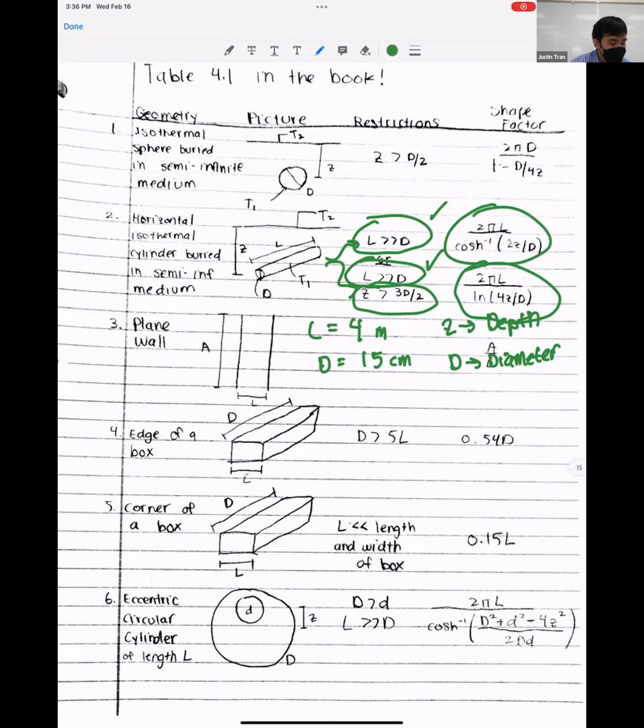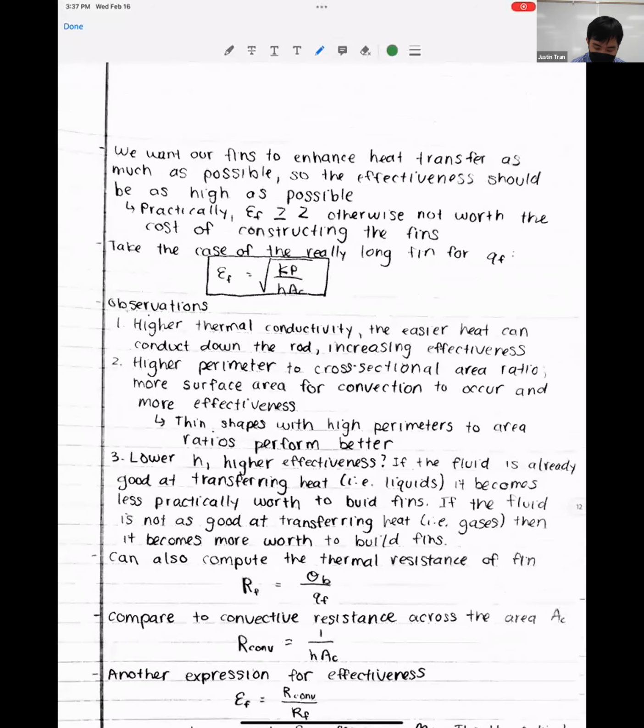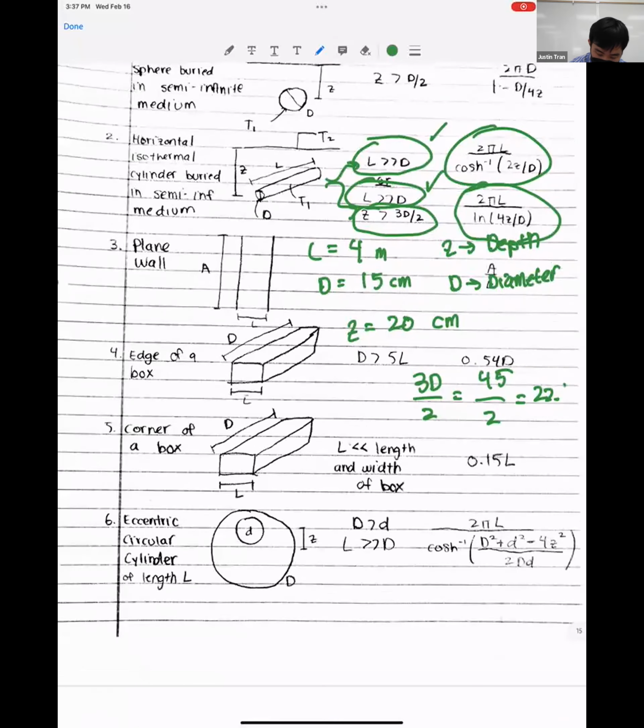Let's go ahead and compute that really quickly. Z, the depth in this case, was 20 centimeters. Then we can compute 3D divided by 2. Our D here is 15, and 3 times 15 is 45. We divide that by 2 and we get 22.5 centimeters.